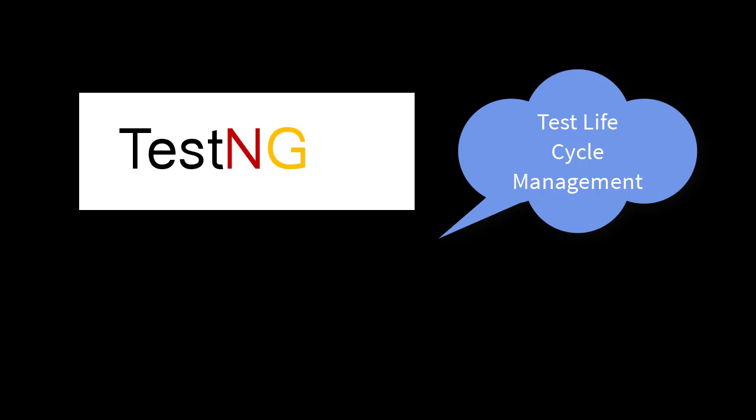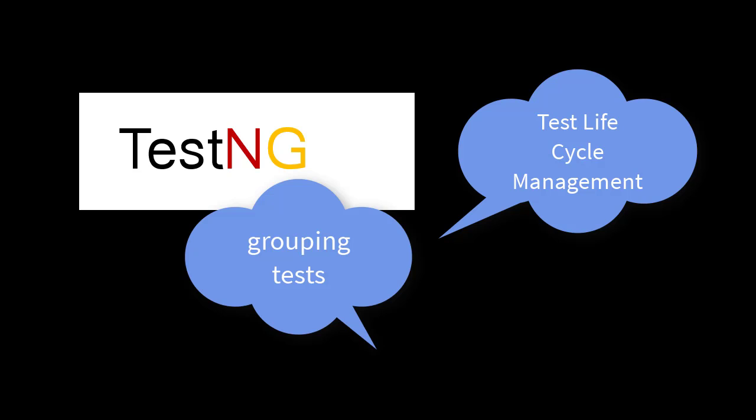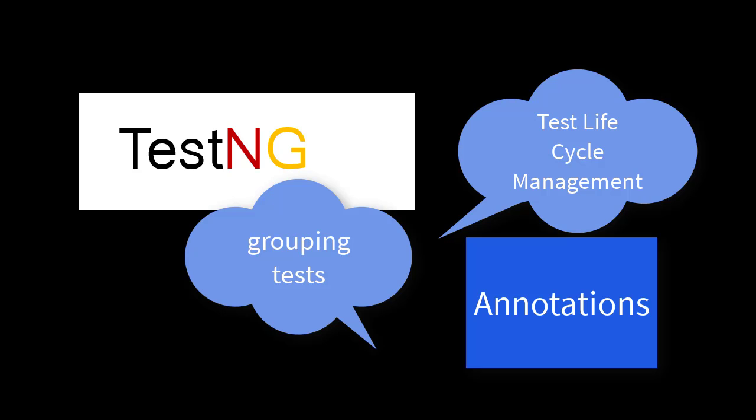To sum up this lesson, we use TestNG for test lifecycle management and also to group the tests into different categories like smoke, regression, and sanity, whatever you want to group them as, all with annotations.